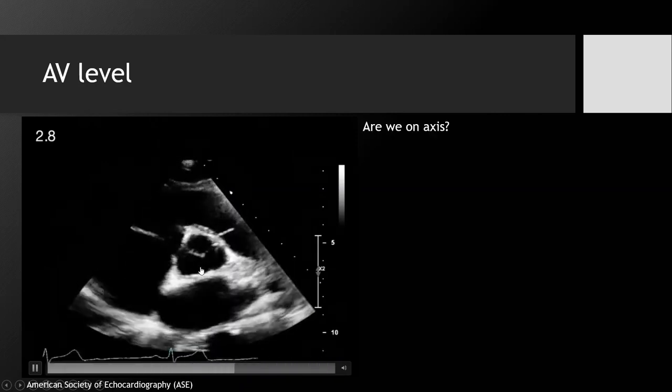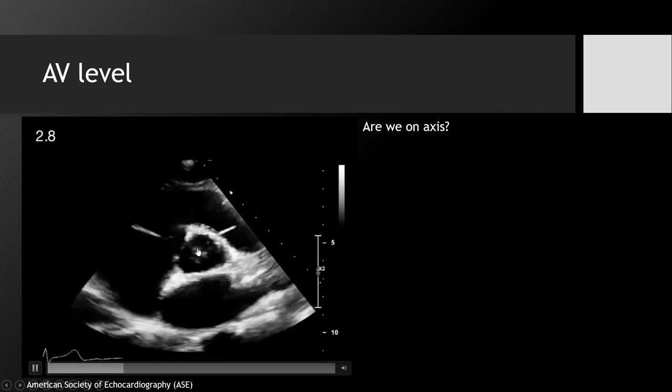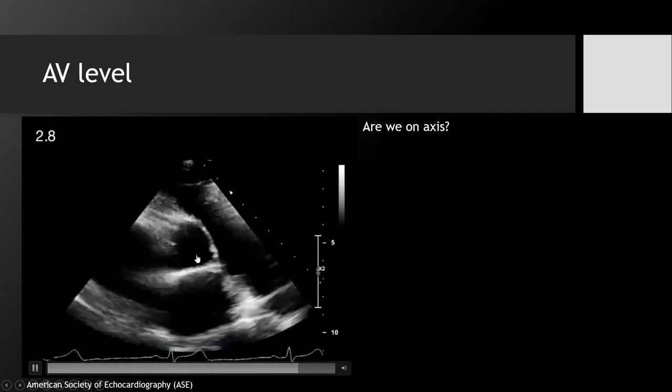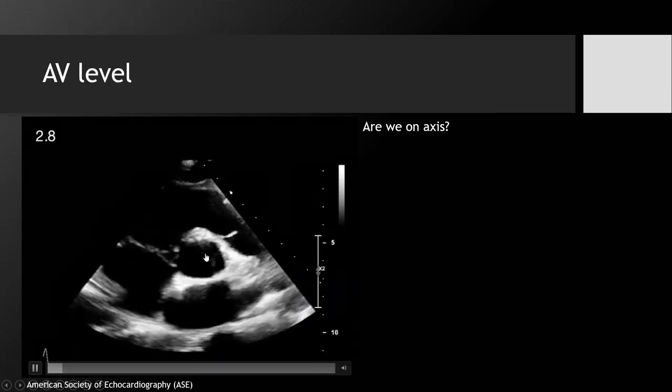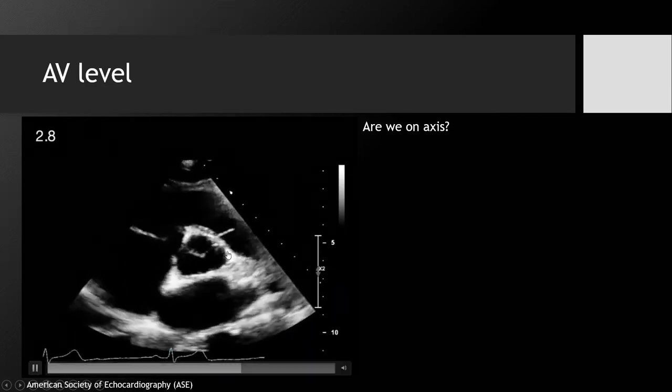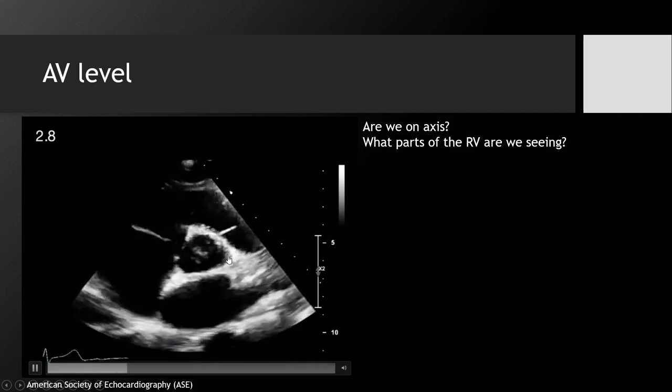The best way to see is that you have the aortic valve and it's opening en face. You see the leaflets are all opening up, and you have this opening in the center. So that's one of the best ways to know that you're on axis on this parasternal short axis aortic valve level. And what are we seeing of the RV?